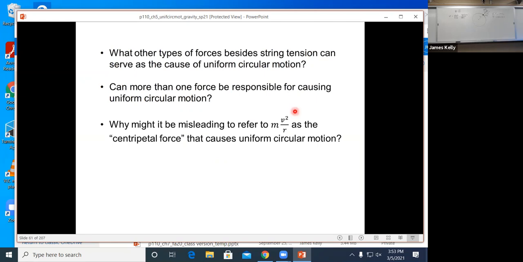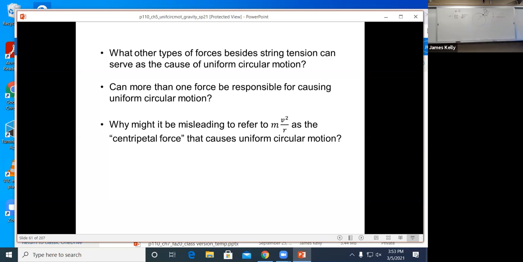Sometimes you'll see some textbooks, or students when they first learn about this, see m times v squared over r and call that the centripetal force. And that's kind of misleading because, first of all, we can see there are forces that are causing this. It's not a new mysterious kind of force we're learning about here. They're the same old forces from chapter 4 that we're going to be recycling here.